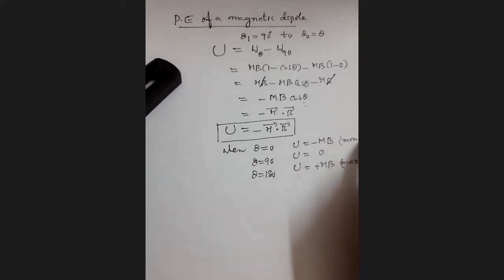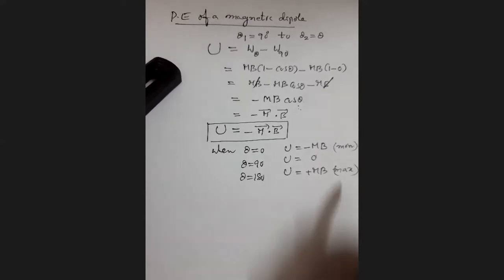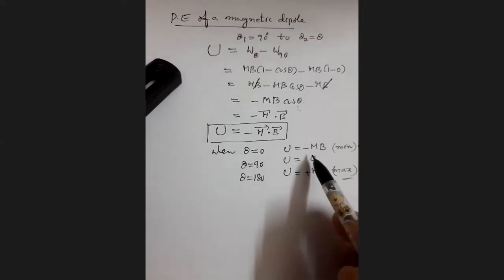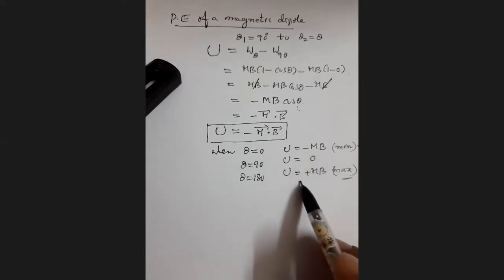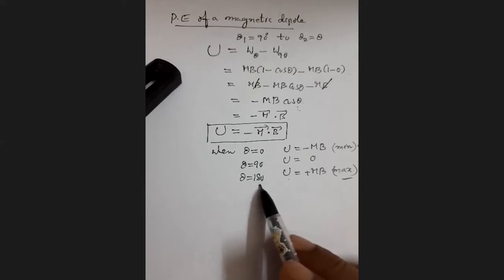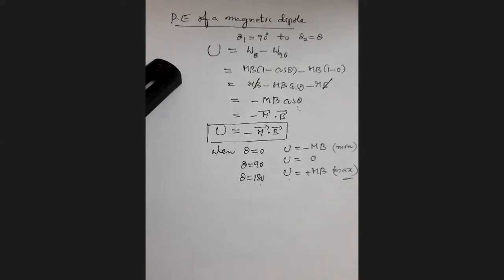In this case, when the potential energy is minimum, that is the stable position. This is the unstable position. When the potential energy of the system is minimum, it has the stable condition. In the unstable condition, potential energy is maximum. This is possible when the dipole is rotated from the 90-degree position to the position opposite to the field direction, the 180-degree position. Okay, this is about the potential energy of a magnetic dipole.